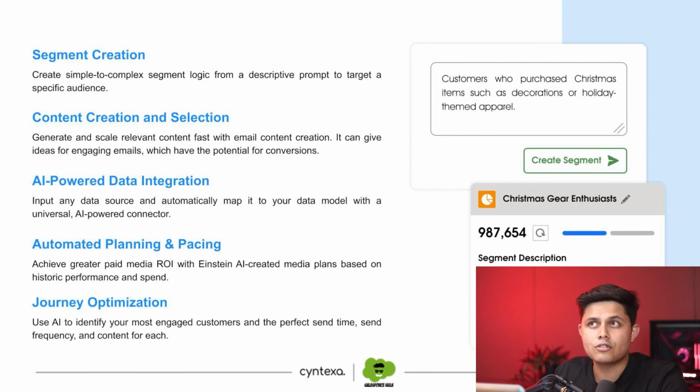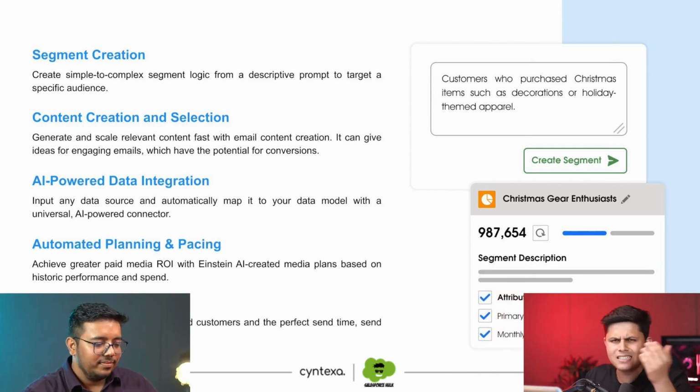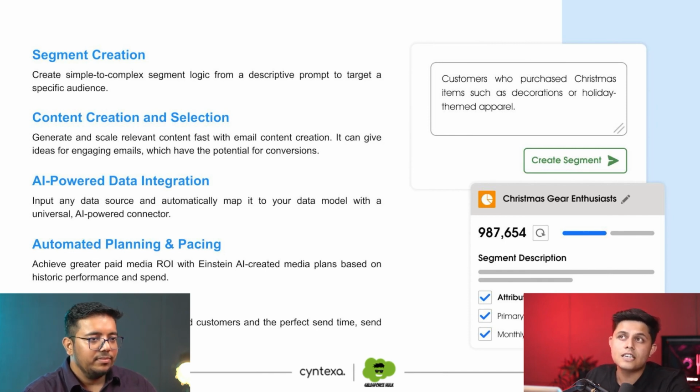Whether it is about choosing the right template header, the right font for the email campaigns, or the right placements of the products, everything, right? It can help you make better decisions, and it can also help you create better content, whether in the form of text or in the form of images. Then comes AI-powered data integration.